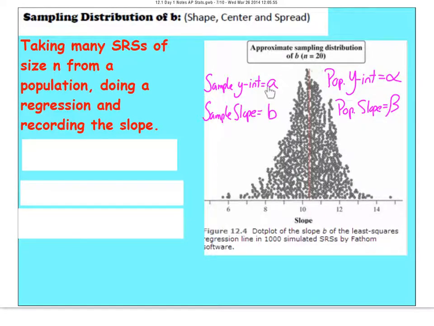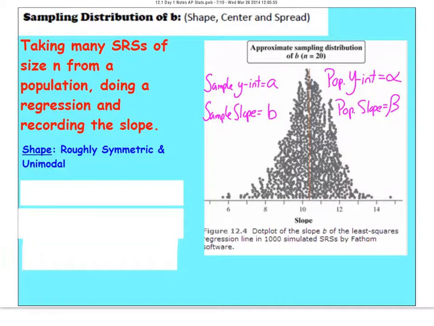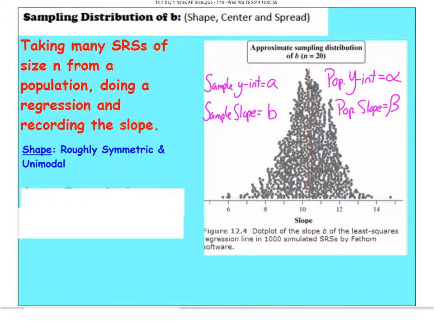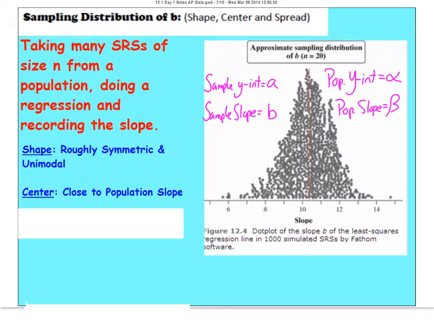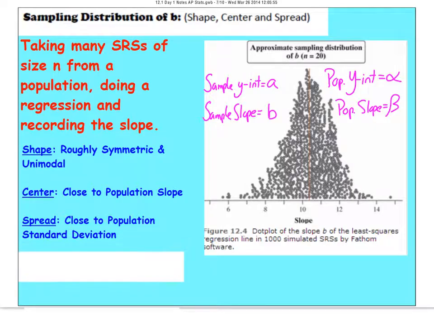If we look at the shape of the sampling distribution of all of these different slopes from various least squares regression line samples, we can clearly see that the shape is roughly symmetric and unimodal. The center of it actually looks like it is really close to our population slope, and the actual spread of it is close to the population standard deviation.